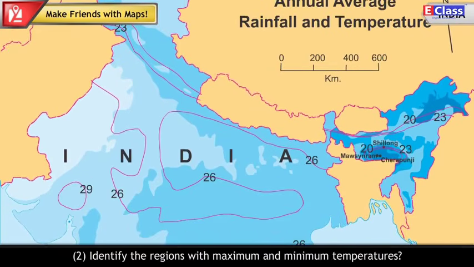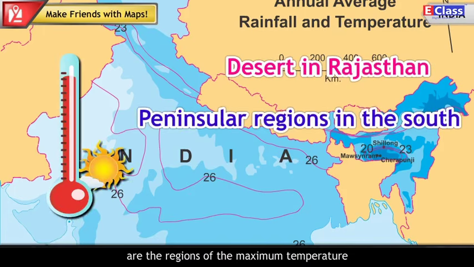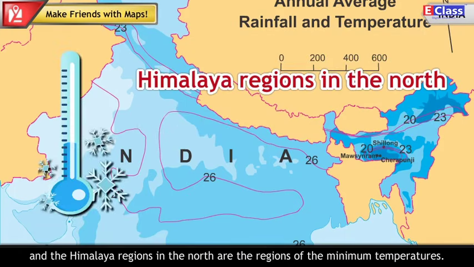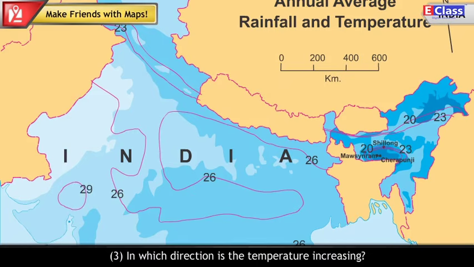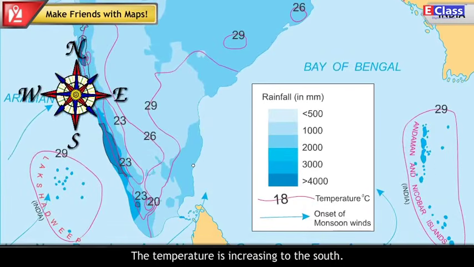Identify the region with maximum and minimum temperatures. Answer. The desert in Rajasthan and the peninsular regions in the south are the regions of the maximum temperature, and the Himalaya regions in the north are the regions of the minimum temperatures. In which direction is the temperature increasing? Answer: the temperature is increasing to the south.